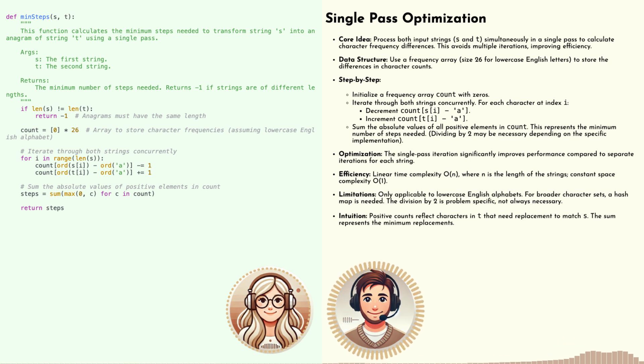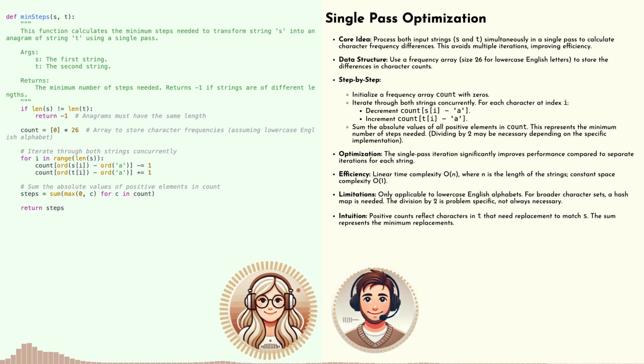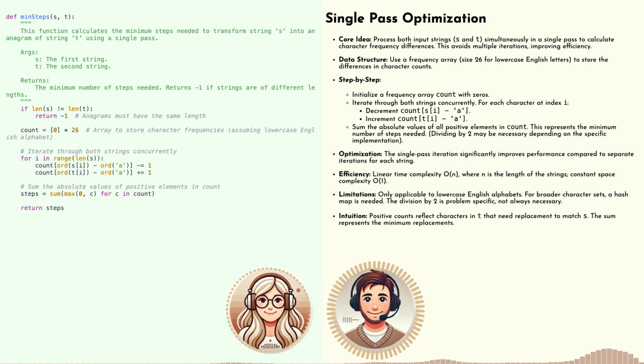Okay, so it's like we're constantly adjusting our inventory as we move along the rows. I like it. And at the end of your walk, your helper's notes will tell you exactly how many blocks you need to swap to make the two rows identical. That's such a cool way to visualize it. So this single pass method is basically doing the same thing as the frequency arrays, but in a much more streamlined way.